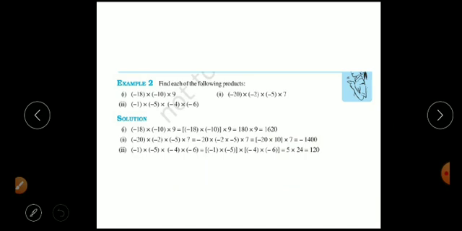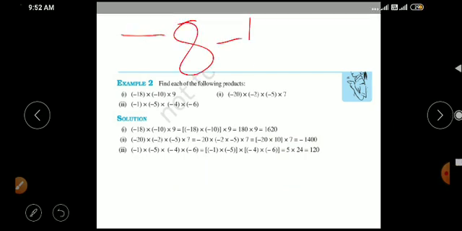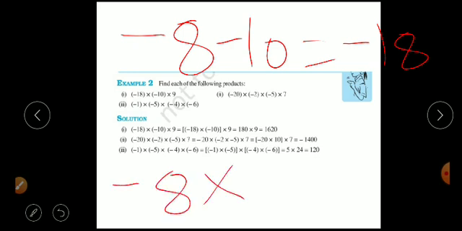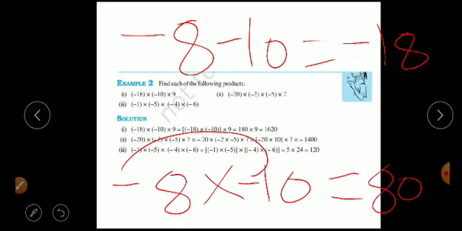Now solve each of the following products. When two negative integers are added, minus 8 minus 10, the result is always negative, that is minus 18. Similarly, when two negative integers are multiplied, minus 8 into minus 10, it gives a positive integer. The minus and minus will cancel out, and 8 into 10 equal to 80, and in front of it there is a positive sign.